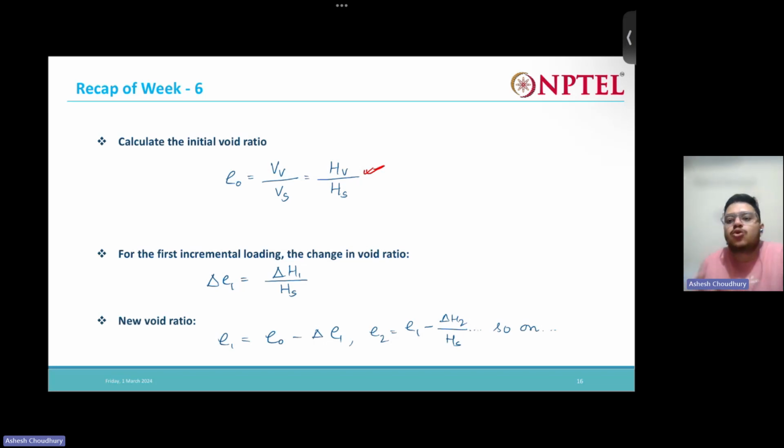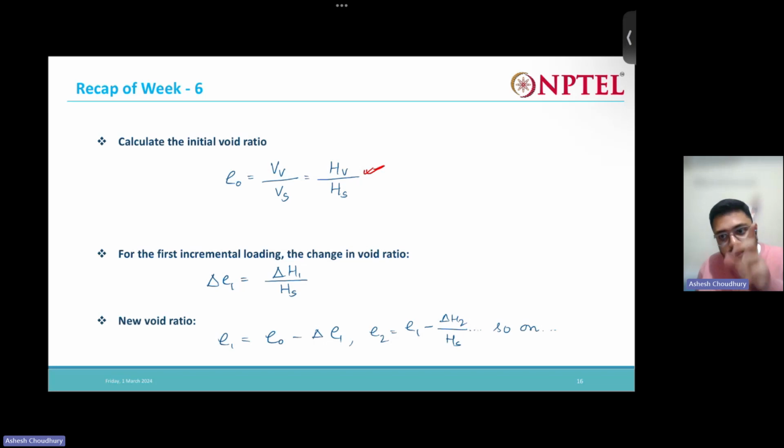Now for the first loading that you have made, the change in void ratio is given by delta e1 equal to delta H1 by Hs. So delta H1 is nothing but the change in height that you are seeing from the dial gauge reading for the first loading. So delta H1 by Hs is going to be the delta e1.